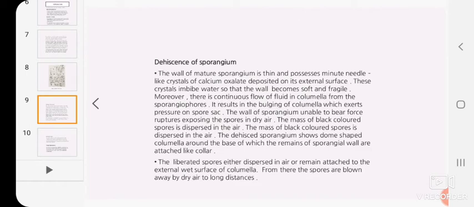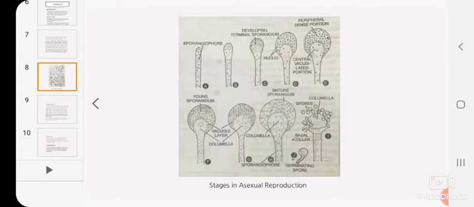So you can see here in the diagram that the protoplasmic contents continue to flow towards the columella from the sporangiophore, and this columella increases in size and exerts pressure on the spore sac. In this way the sporangium wall will rupture and these spores are exposed, and initially some of these spores are attached to the columella, and later on they become dry and they're carried by wind currents.